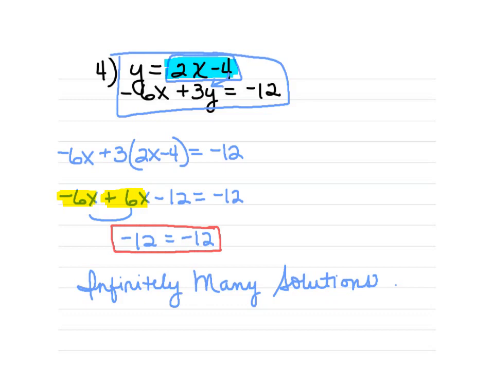Whenever I lose my variable on an equation and I'm left with a statement, I need to analyze that statement and ask myself, is it true? If it's true, then it's all real numbers or infinitely many solutions in this case, since this is a system of equations. If it's not true, then it would be no solution. In this case, -12 is equal to -12. Therefore, we have infinitely many solutions.